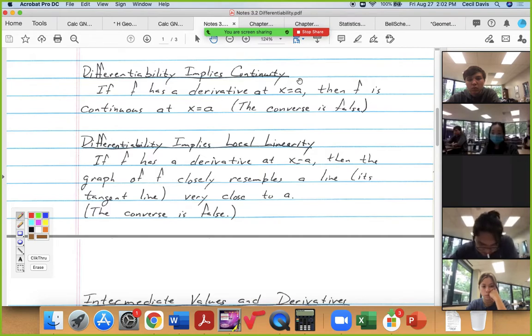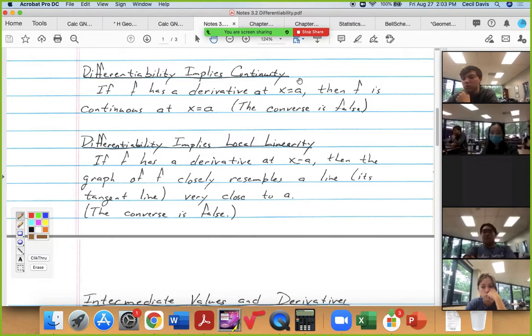You'd be surprised how many times this idea comes up buried in some piece of a free response question on the AP exam, where they tell you that the function is differentiable, and in order to prove something that you need to prove, you need to say that the function is continuous.